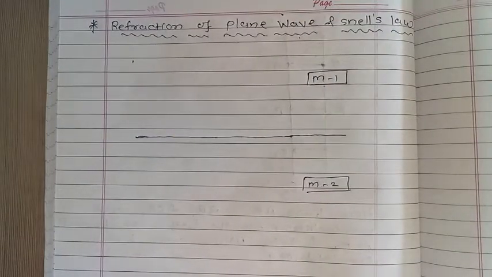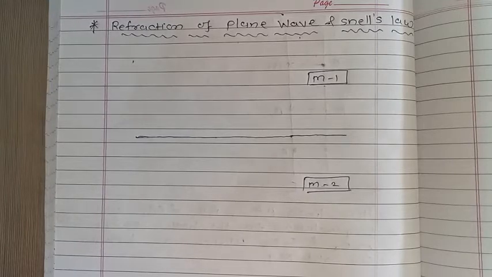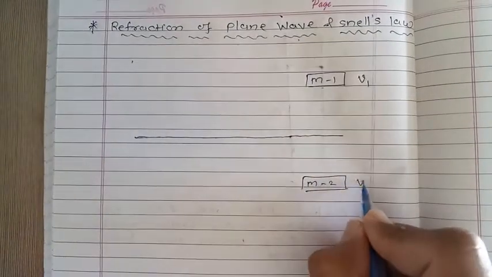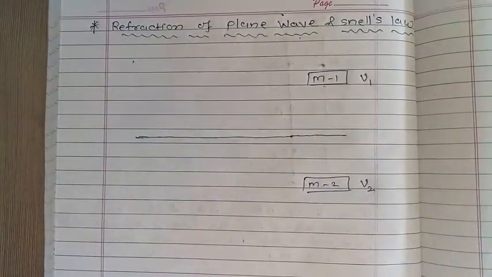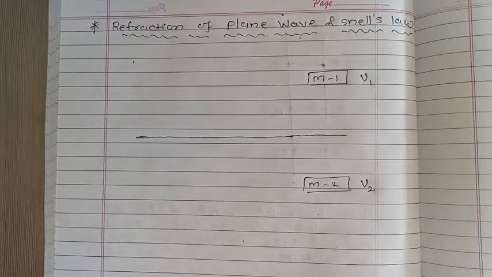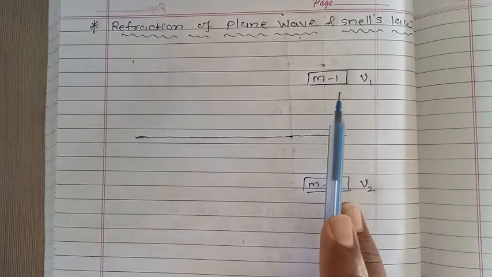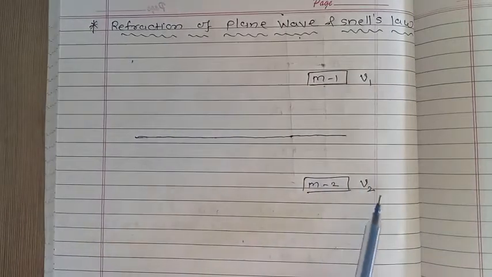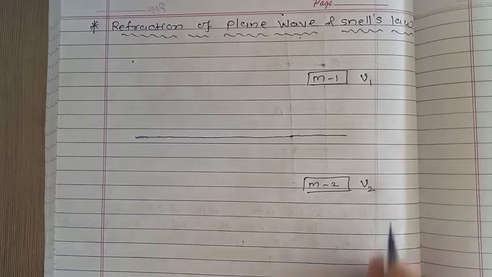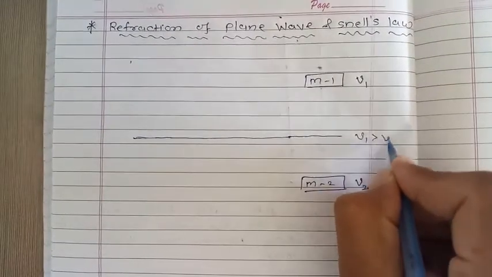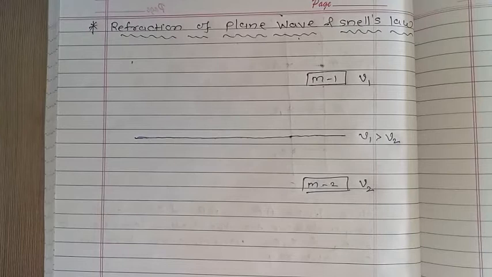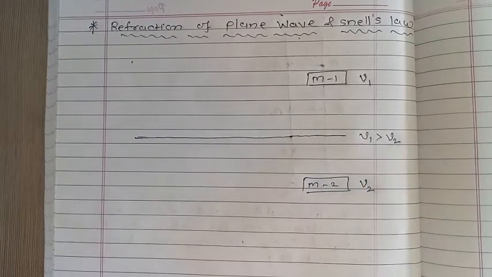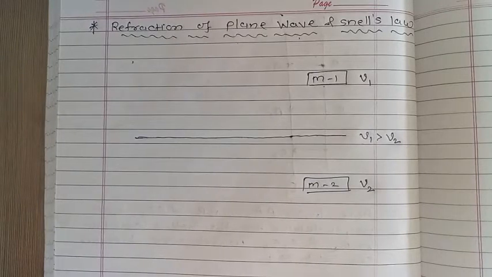Now here we assume that the speed of light in medium 1 is v1 and the speed of light in medium 2 is v2. I repeat once again, here we assume that v1 is greater than v2. Say the speed of light in medium 1 is greater than in medium 2, right?